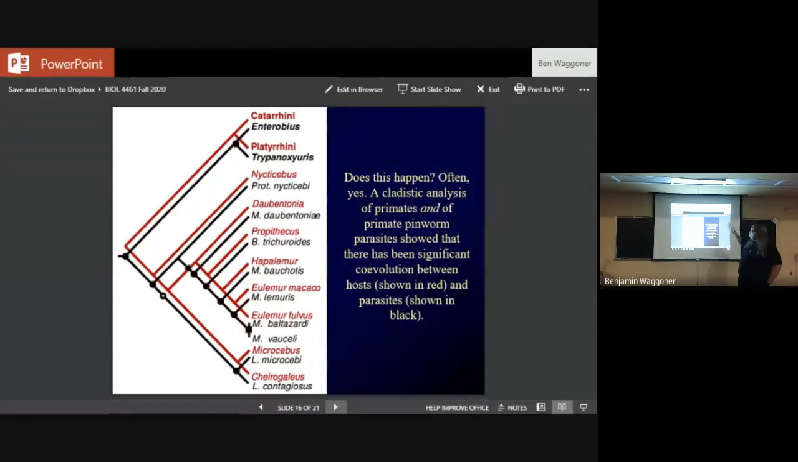And you can see that the cladogram of the parasites, which is in black, almost perfectly mirrors the cladogram of the host, which is in red. Almost every time that a lemur species has divided into 2, the host have divided into 2. The parasites have also divided into 2, and they match each other almost perfectly. Notice I said almost.